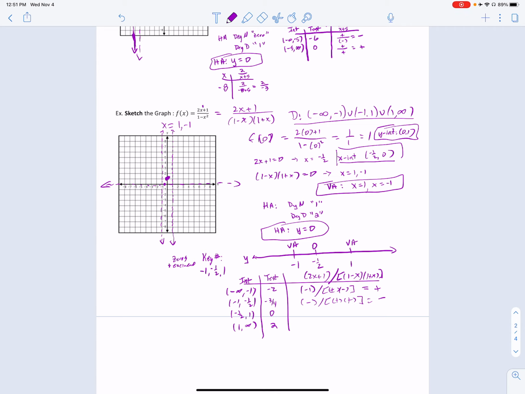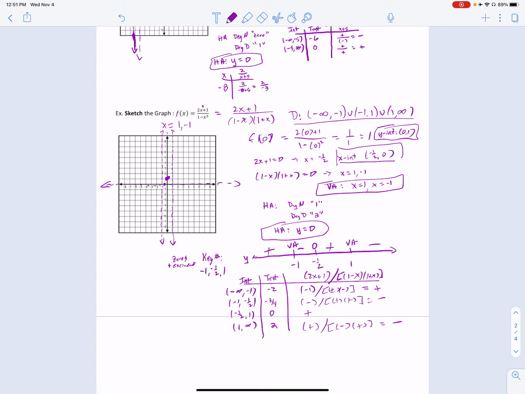And if I put in 0, well, I already checked 0. That was my y-intercept, and the y-intercept is 1, so I already know it's positive there. Then I put in 2, I get a positive, divided by 1 minus 2, which is negative, and 1 plus 2 is positive. So that's going to end up being negative. So I've got positive, and negative.